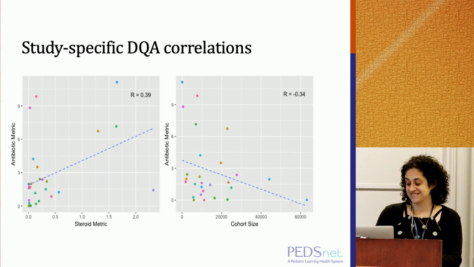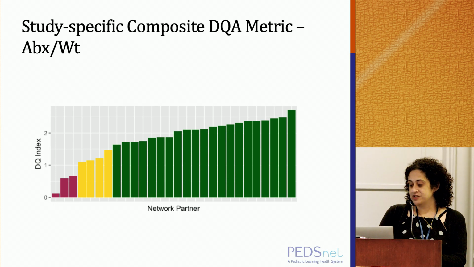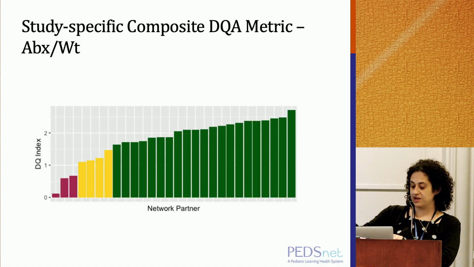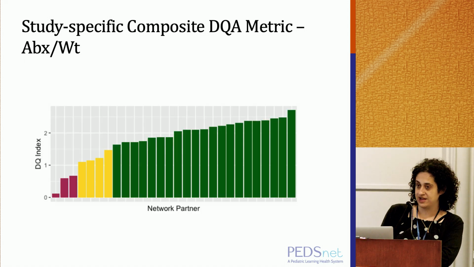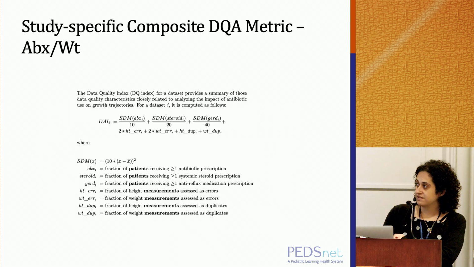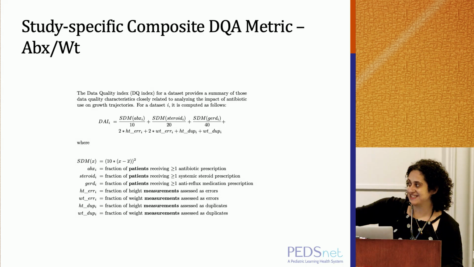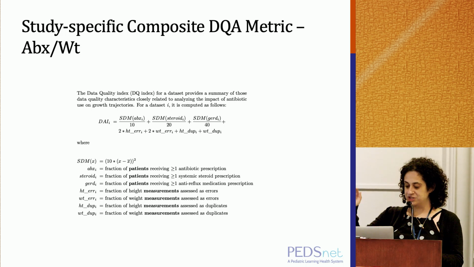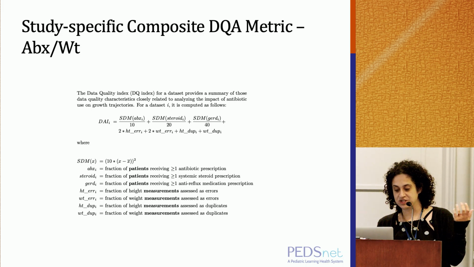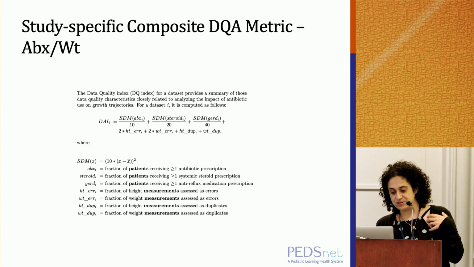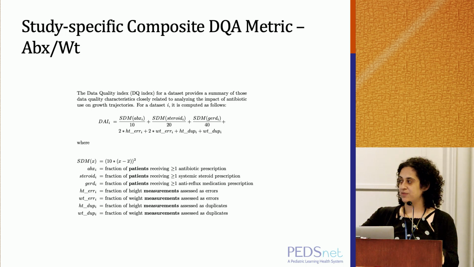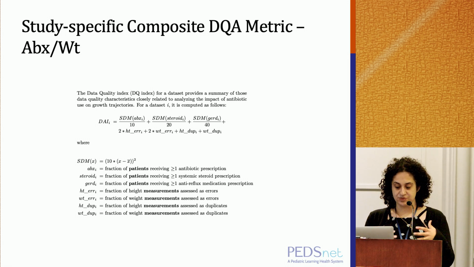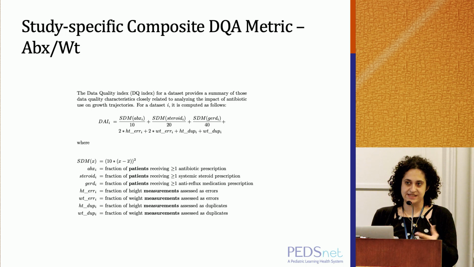Can you describe that a little more? So we use this metric, and sites that did poorly got a low DQ score. You can see the different equations. It's kind of like a standard deviation of the major variables: the antibiotic prescriptions, the steroid prescriptions, and anti-reflux medications that were used in the study, looking at the fraction receiving at least one. So it's basically a missingness index.